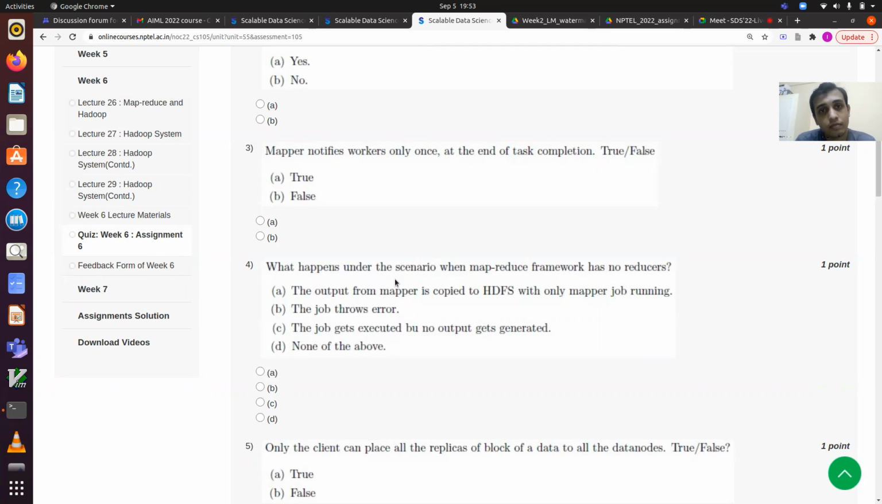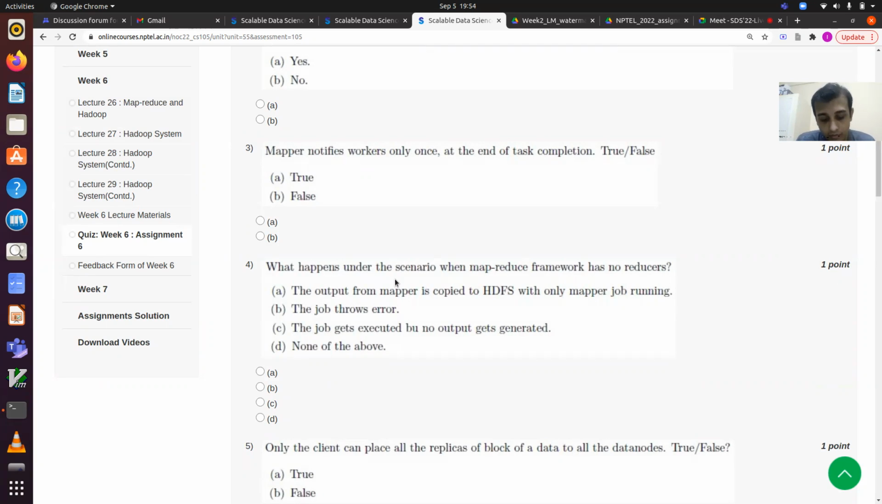So, sir, why does the mapper notify workers? Because under the mapper node, the data node is there, no? No. See, the mapper is a task. A data node is a node. The data node preserves data, and this mapper is running on a data node. It's like my computer versus the LS task that I'm running. Your computer is not the LS task. The LS task is running on your computer.